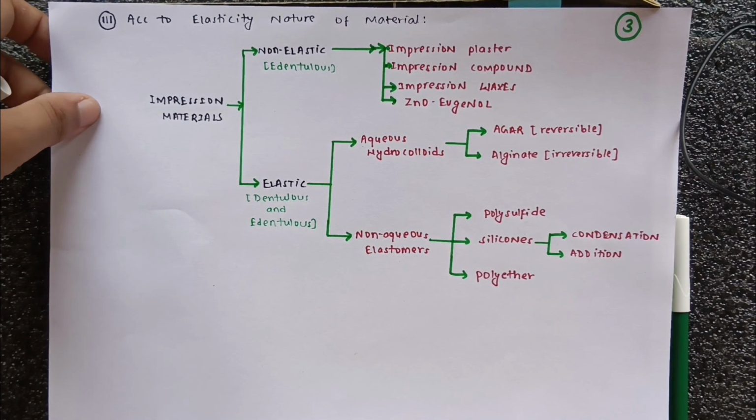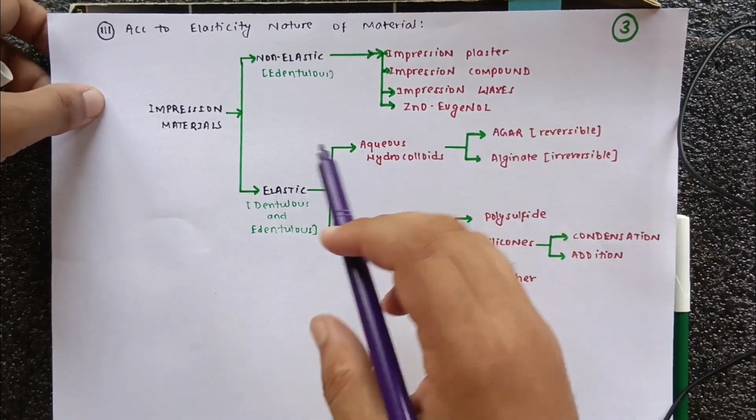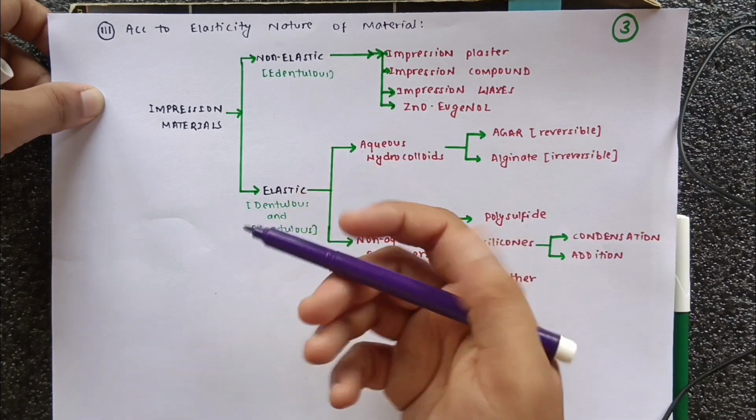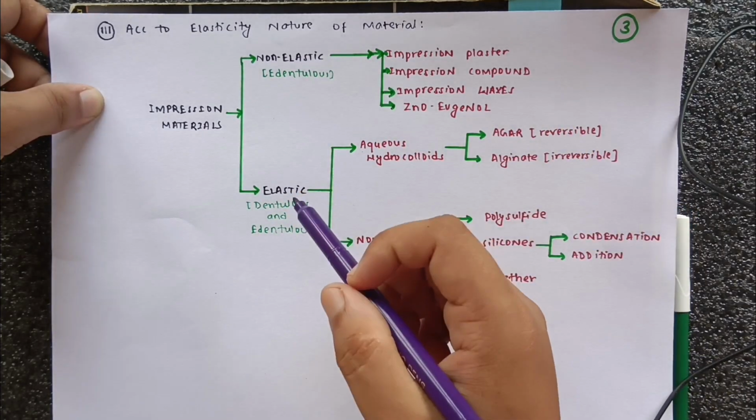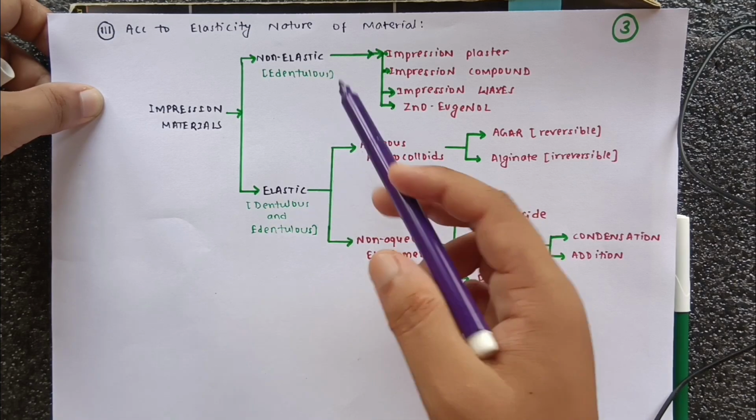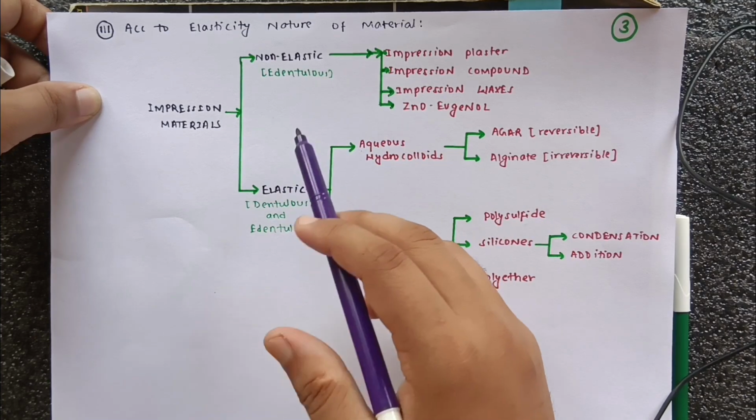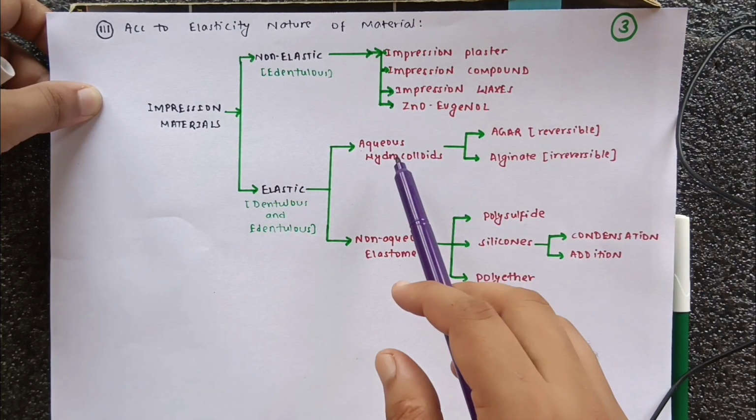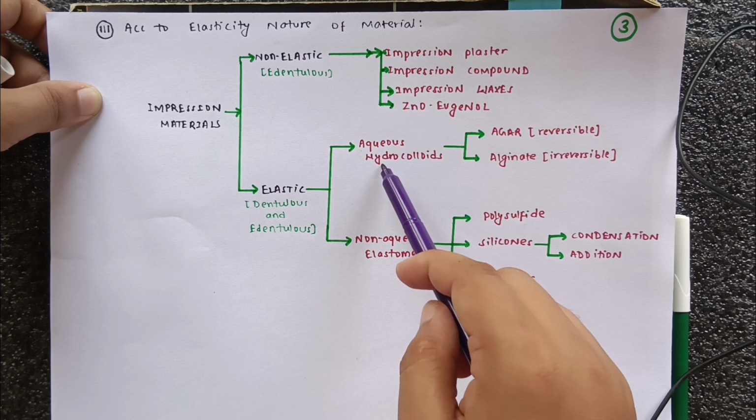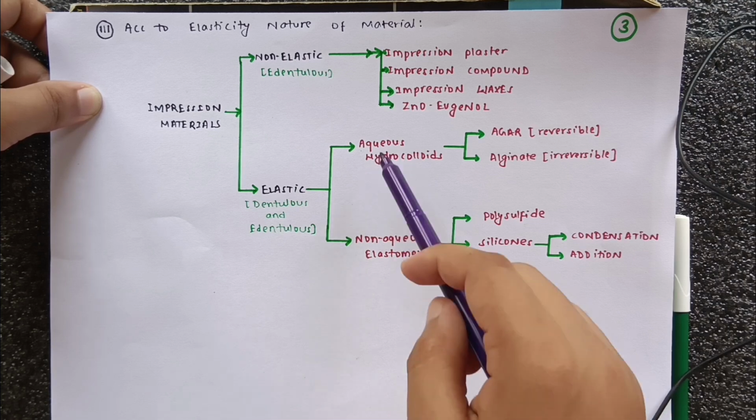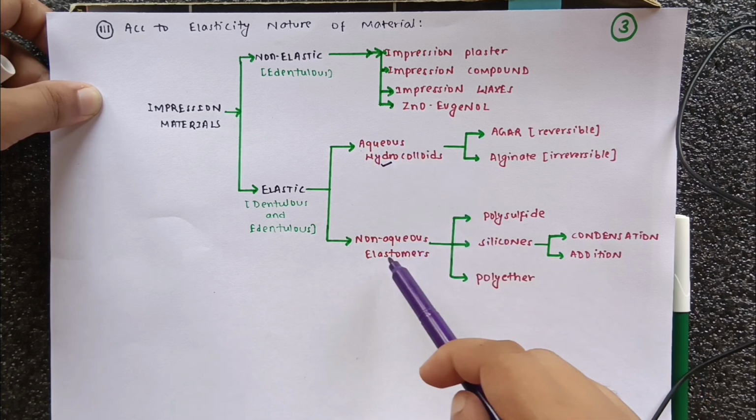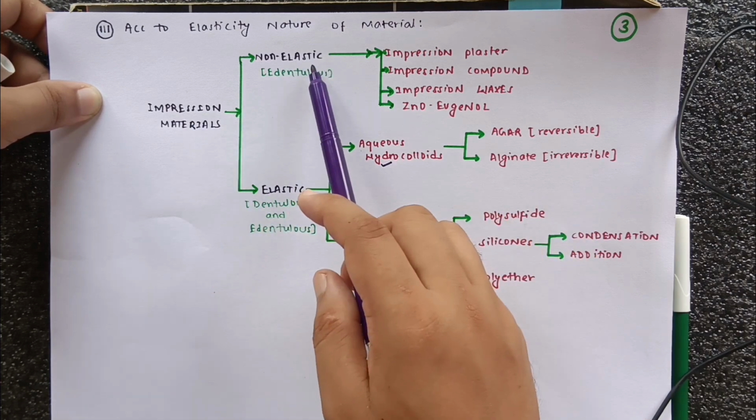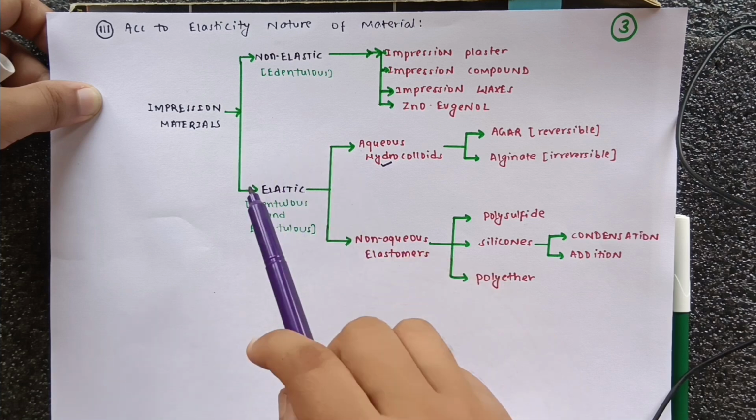Okay, after completing this classification, we have another classification, and it is based on elastic and non-elastic. As I have discussed previously, in the previous table also I have mentioned rigidity and elasticity. So similar here. As I have mentioned here, this is the non-elastic. But the thing that I wanted to emphasize here is this aqueous hydrocolloid and non-aqueous elastomers. So they are very important. I have written here impression material: one is non-elastic and one is elastic, that I have discussed previously.